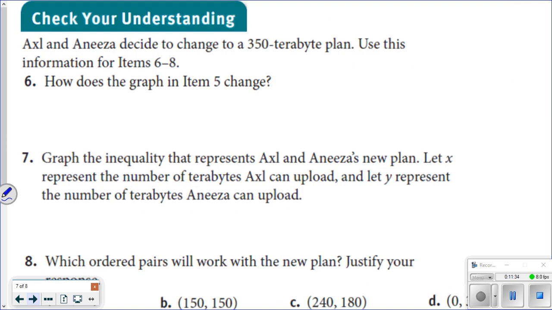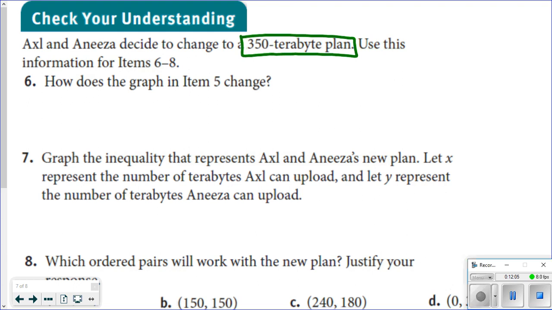Check your understanding box on page 241. Question 6. Axel and Anisa decide to change to a 350 terabyte plan. How would our graph change? I want you to jot something down for question 6. How would you think the graph would change?